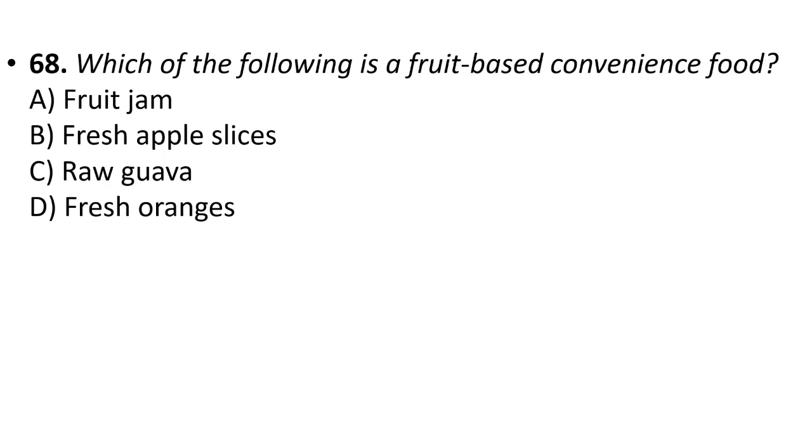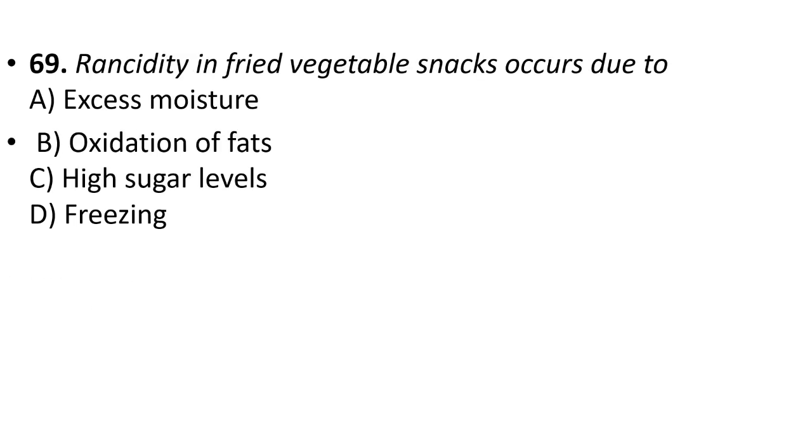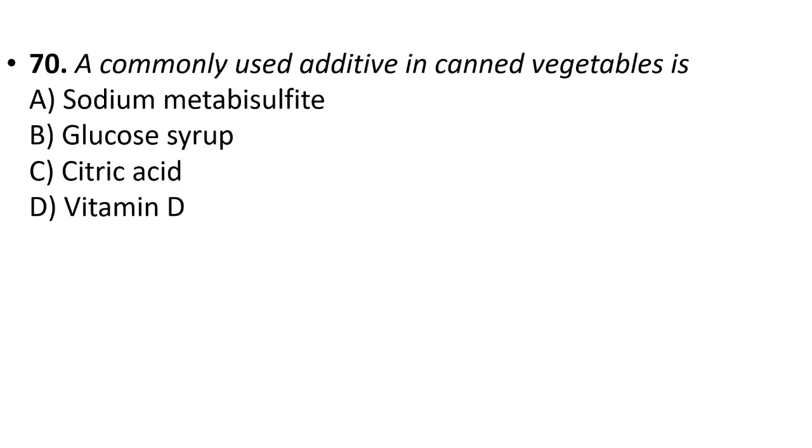Freezer burn. 68. Which of the following is a fruit-based convenience food? Fruit jam, fresh apple slices, raw guava, fresh oranges. Your answer is option A, fruit jam. 69. Rancidity in fried vegetable snacks occurs due to excess moisture, oxidation of fats, high sugar levels, freezing. Your answer is option B, oxidation of fats. 70. A commonly used additive in canned vegetables is sodium metabisulfite, glucose syrup, citric acid, vitamin D. Your answer is option A, sodium metabisulfite.